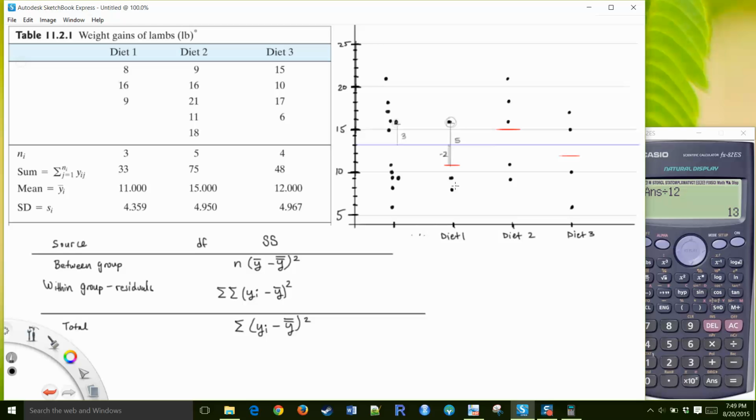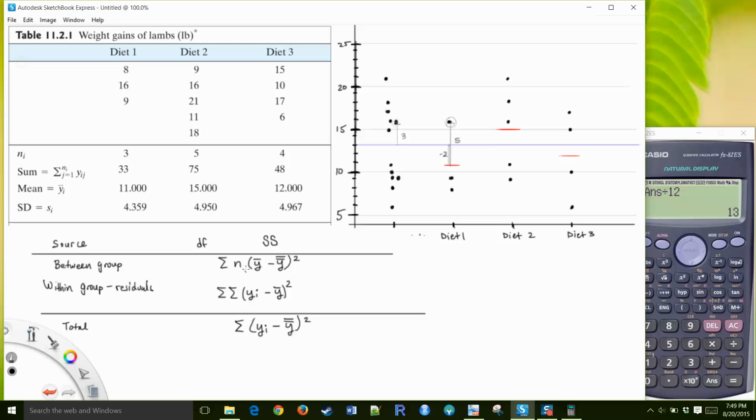points, right? Okay. So if I'm looking at this one and I'm trying to break out this distance 3 into 2 parts, I'm saying it's 5 units away from the grand mean, 5 units away from its group mean, and the group mean itself is 2 units away from the grand mean. Okay, and I would do that for all 3 points in diet 1.